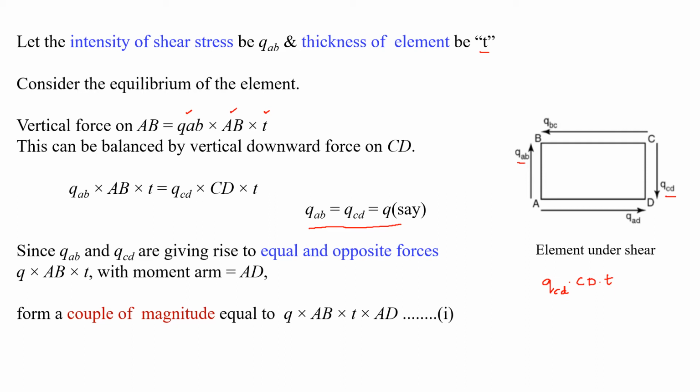Now these two shearing forces will give rise to a moment. That is two equal and opposite forces separated by a perpendicular distance. Here the moment arm is the perpendicular distance between them, and the perpendicular distance between the two vertical shearing forces is AD. The magnitude of the couple is equal to force into perpendicular distance, that is equal to the force Q into AD into T multiplied with the perpendicular distance, that is AD. Let this be equation number 1.